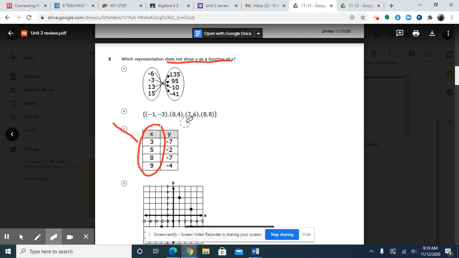In B, when we have our pairs, we look at -1, 0, 2, and 8. None of those repeat. So that would be a function.